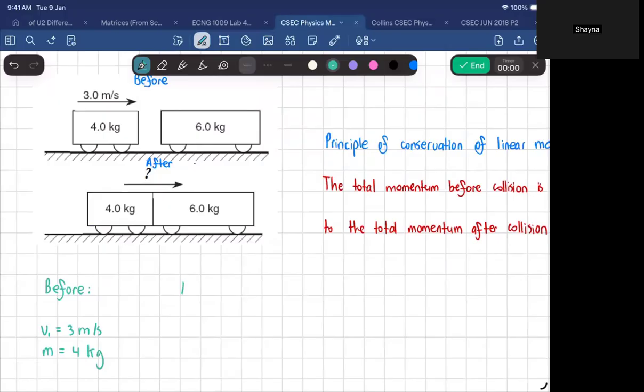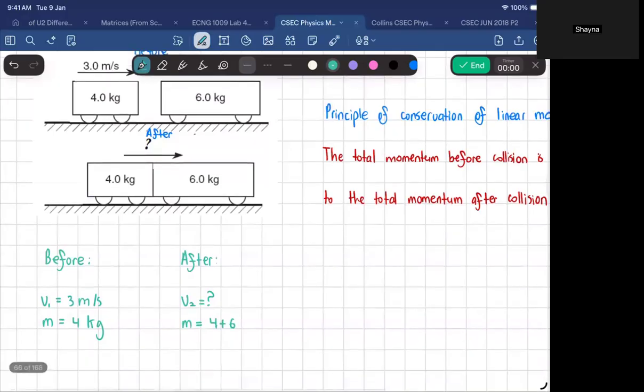Let's look at after now. Let's see the information that was provided. If you observe in the diagram, what happens after the collision? The masses combine, and they want us to figure out V2, correct? Yes, sir. Right. So the new mass would be equal to 4 plus 6, so that'll be equal to 10 kg.